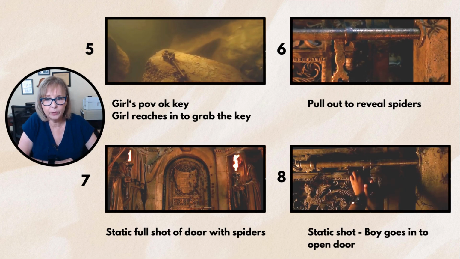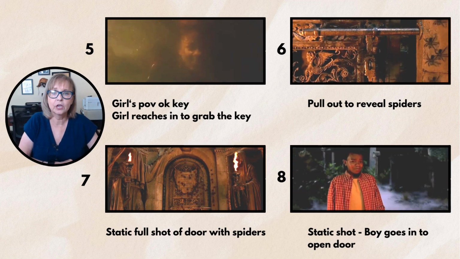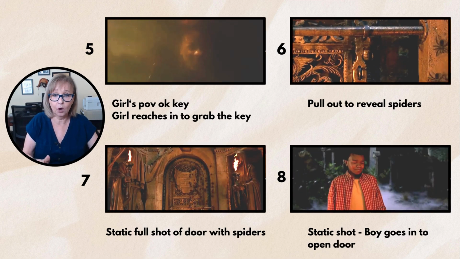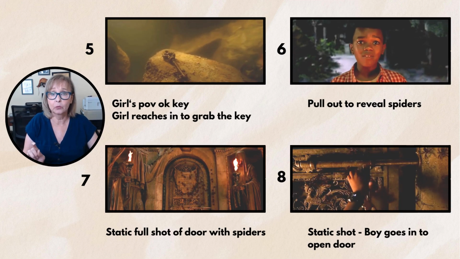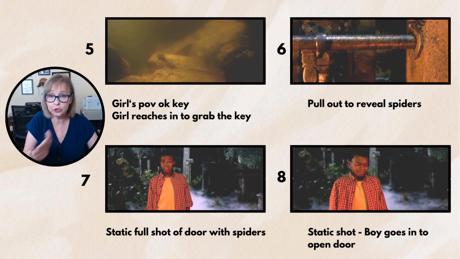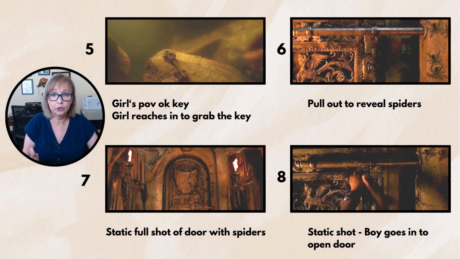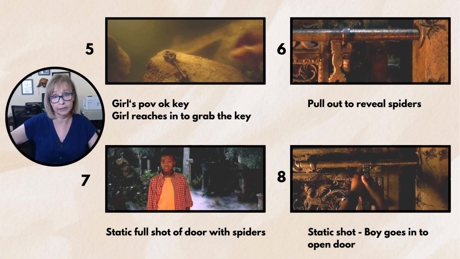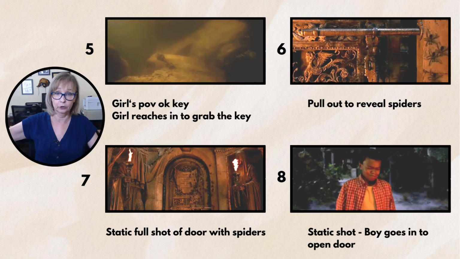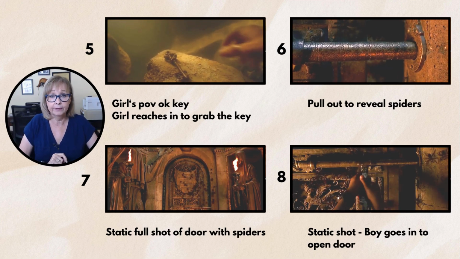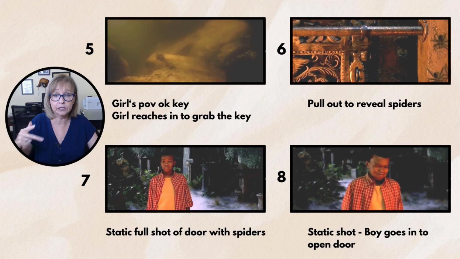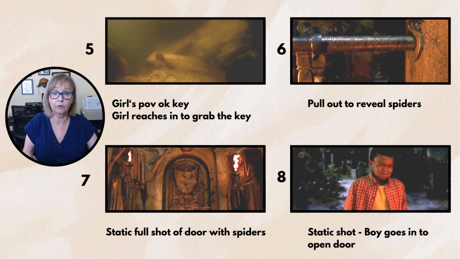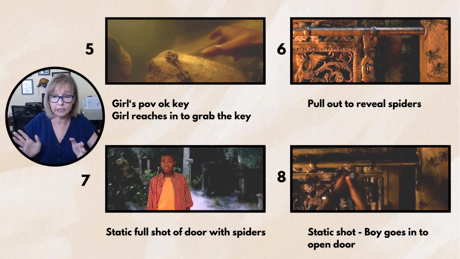Okay, so the next one we have is number 5, which is the girl's POV of the key in the water. Okay, so remember when I said that when they go to shoot this particular shot, you want to make sure that they're getting the key falling through the water, so that we can put it in that earlier shot, right? So this is actually 2 shots. They split it up, so they have one shot. It's the girl's POV of the key.